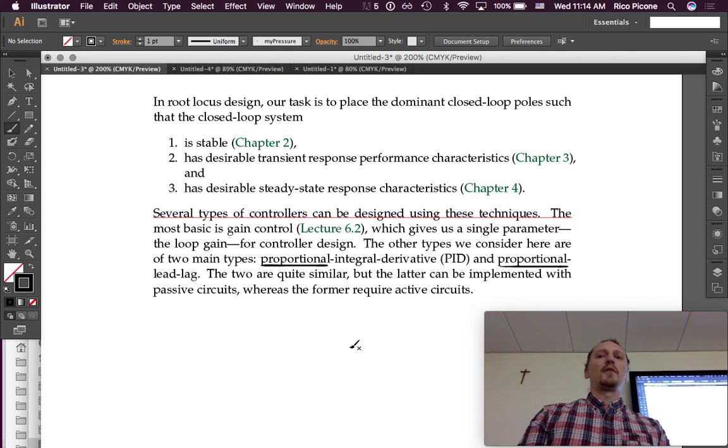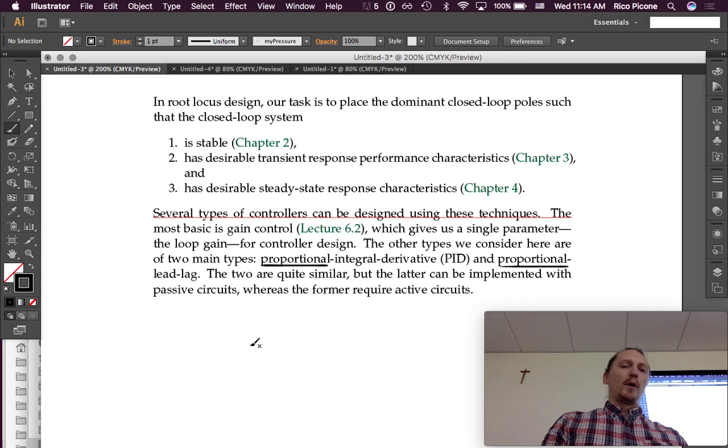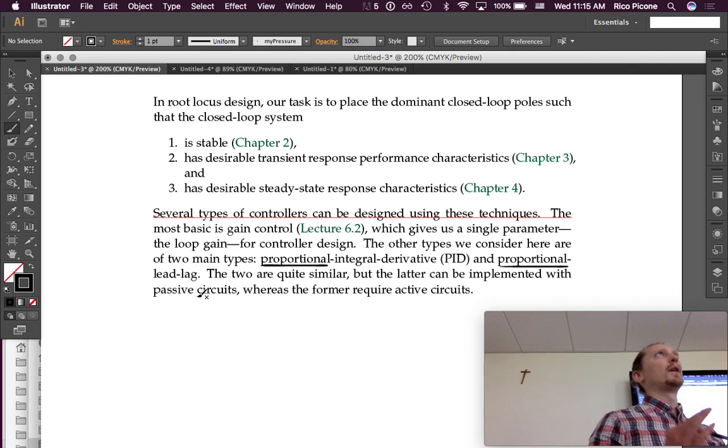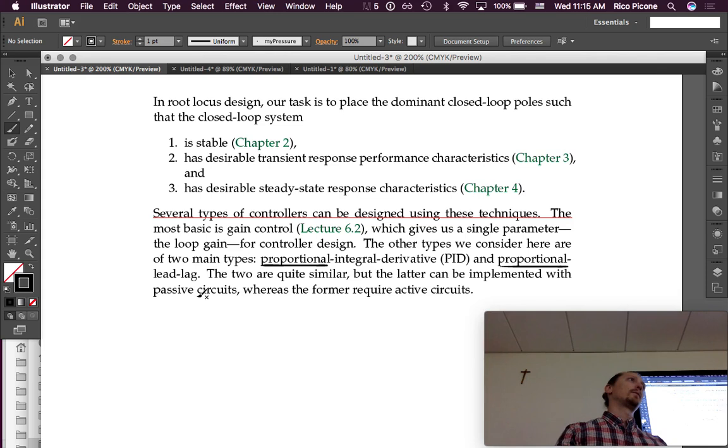These are the types that we're going to discuss. They're very similar, but the proportional lag lead can be implemented in passive circuits, whereas the PID ones require active circuits, so you need to have external power. But you can design a lead lag compensator, a proportional lead lag controller, with just capacitors, inductors and resistors. That's the main advantage of them. Whereas if you wanted to do a PID, you would need an op amp with some external power. So those are the two main types.